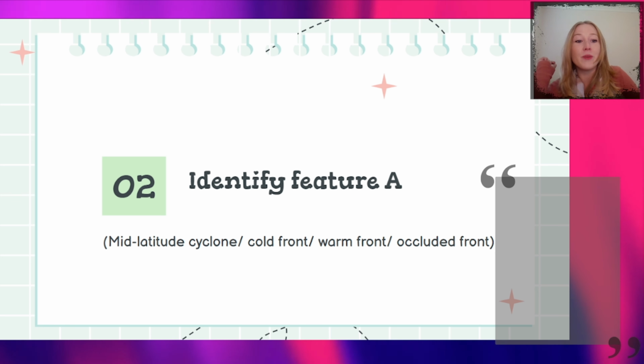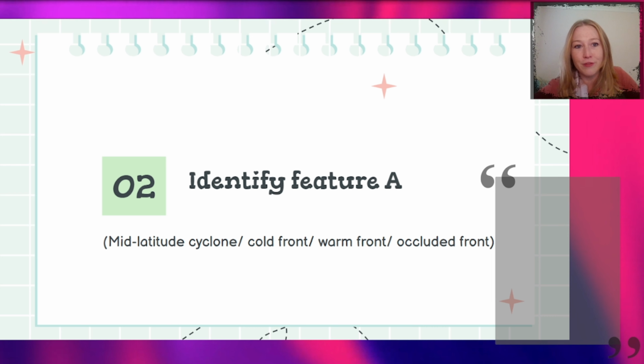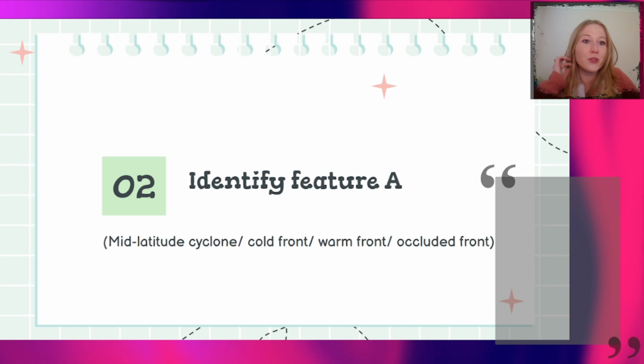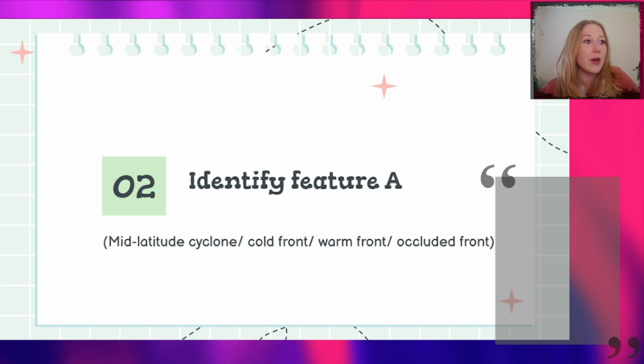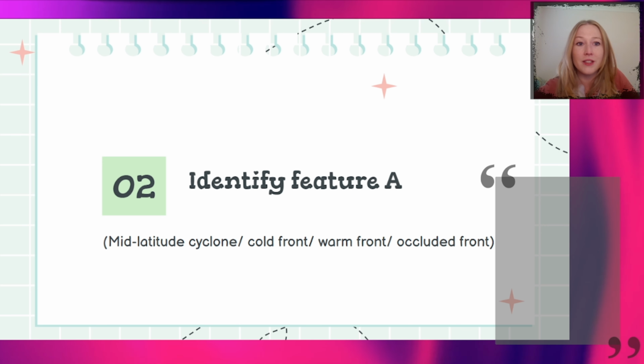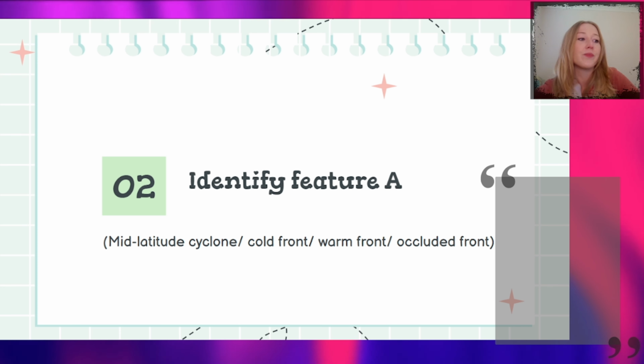This is actually the most frequently asked question. Identify the feature. So they will give you a synoptic weather map, and I'll give you examples of it now. And the map will have various labels, A, B, whatever. And they ask you to identify the weather feature or just identify label A. And I've compiled a few different examples.